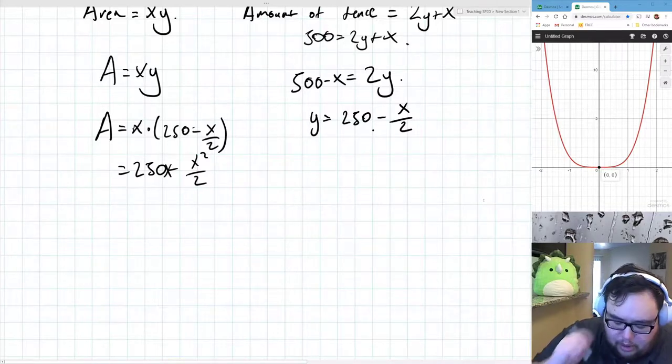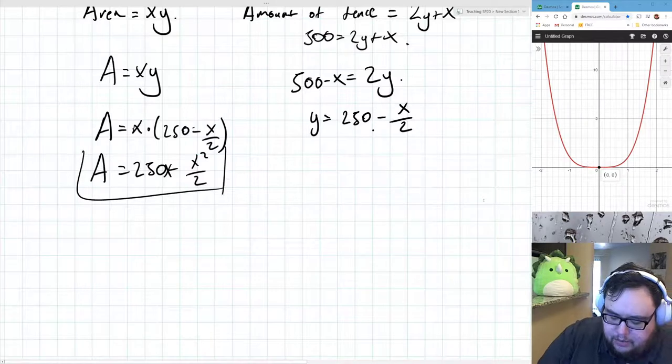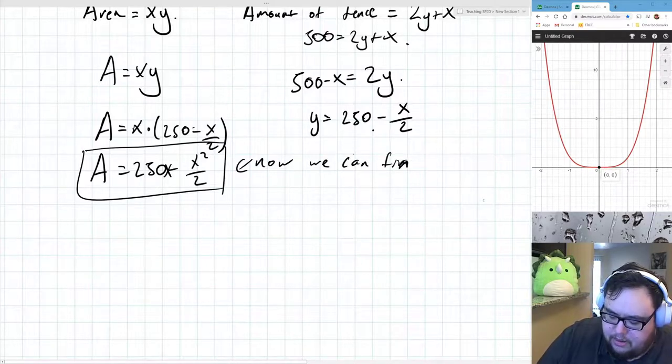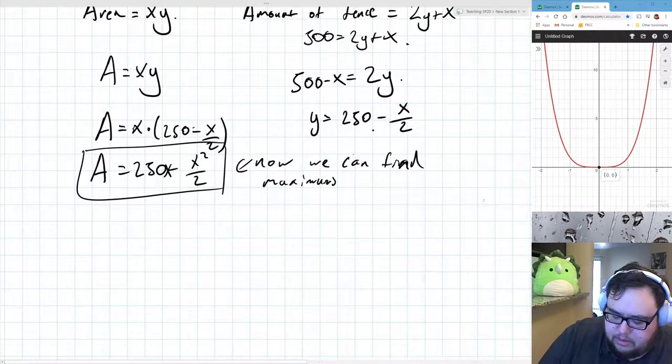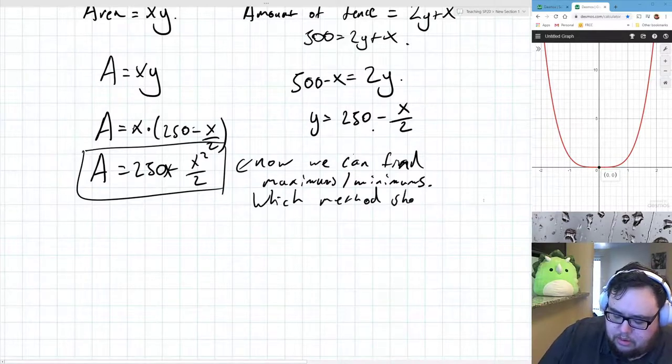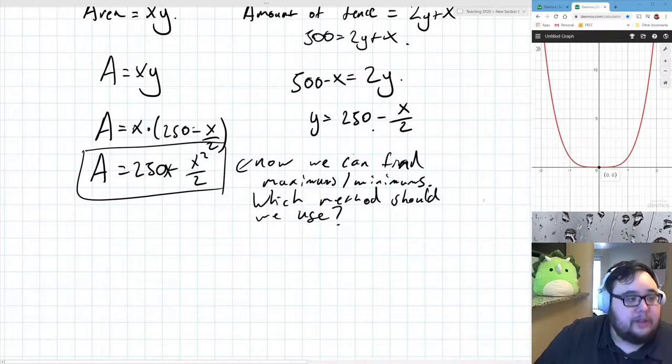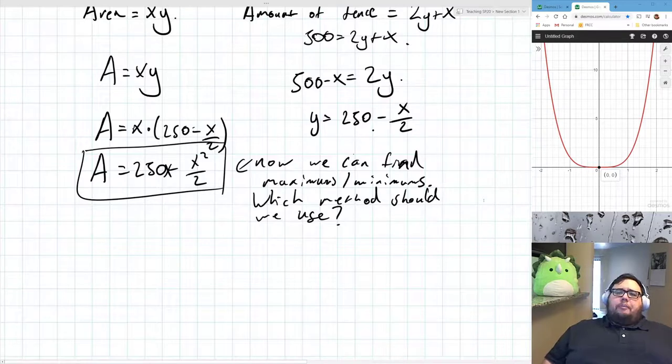And now, with this version of the equation, we can take a derivative. So now we can find maximums and minimums. But which method should we use? Well, for optimization, generally, if you can optimize based on global or absolute maximums and minimums, you should. But in order to do that, we need to make a closed interval. And here, I think we can do that, right?